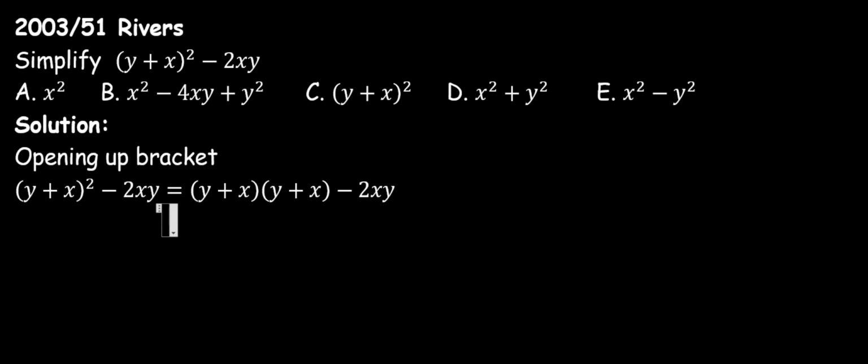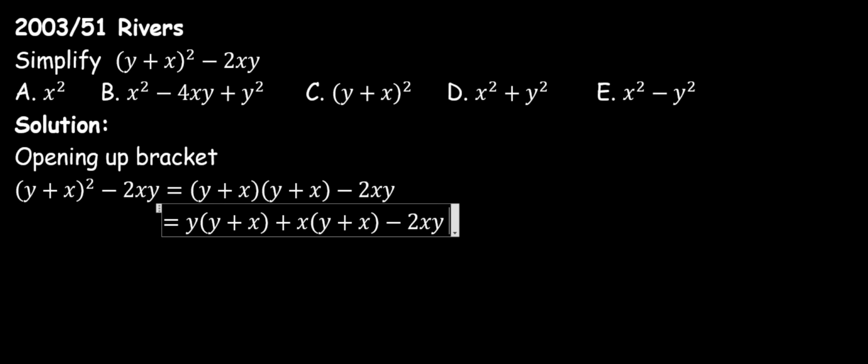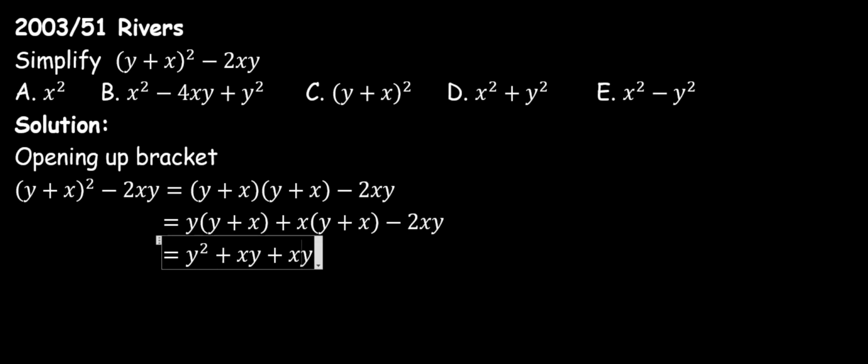Opening the bracket, we are now expanding, so it will become y into y plus x into y plus x, minus 2xy. What we have just done, we have used the content of one bracket to multiply the other bracket, which is the mathematical pattern. And our result will be y squared plus xy plus xy plus x squared minus 2xy. We've just opened up our brackets.